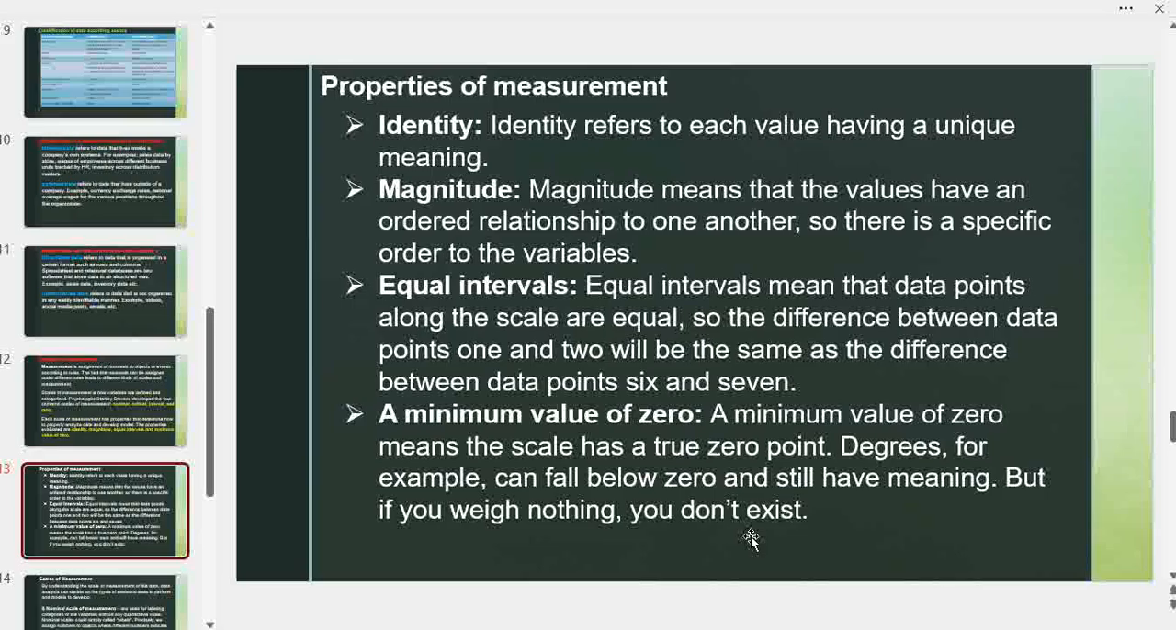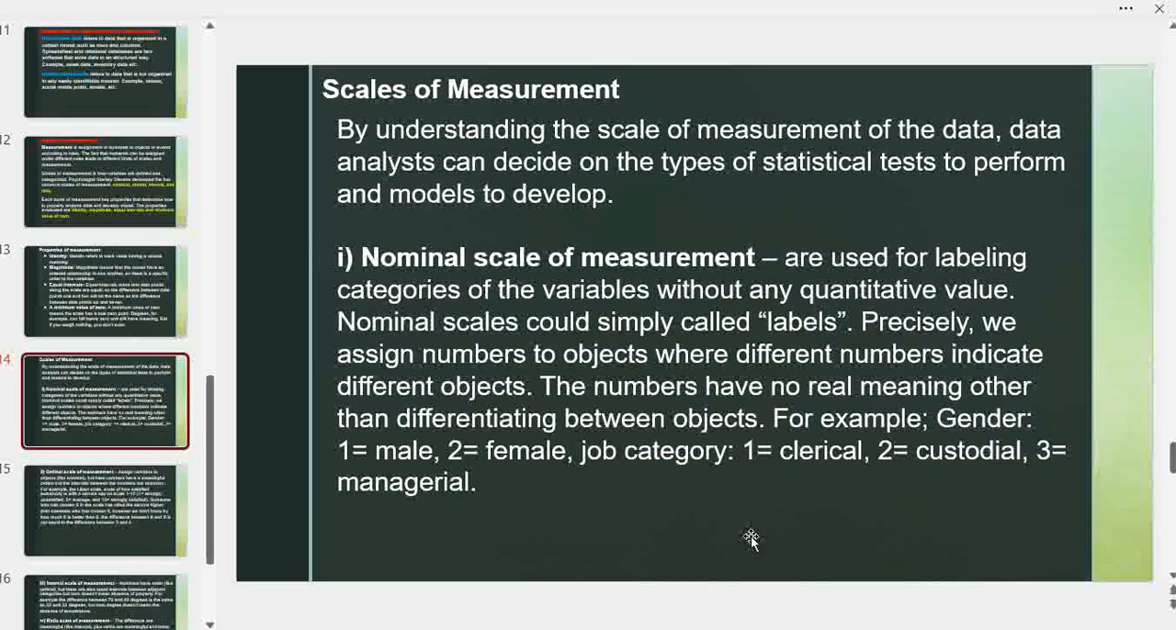A minimum value of 0 means the scale has a true 0 point. The degrees of temperature, for example, can fall below 0 and still have meaning. But if you have weight of nothing, then nothing exists. We say an object is anything that has mass and occupies space. What if you say I weigh 0? Anyway, let's go forward. So let's look at the scale of measurement.